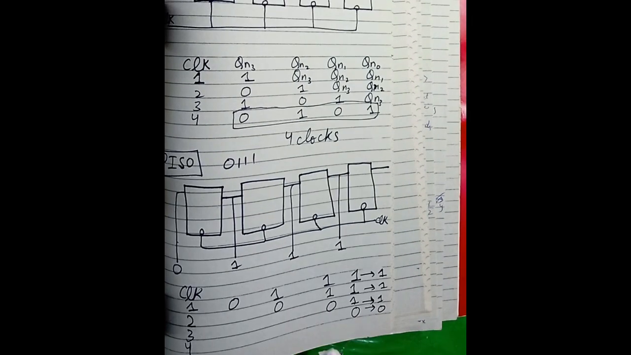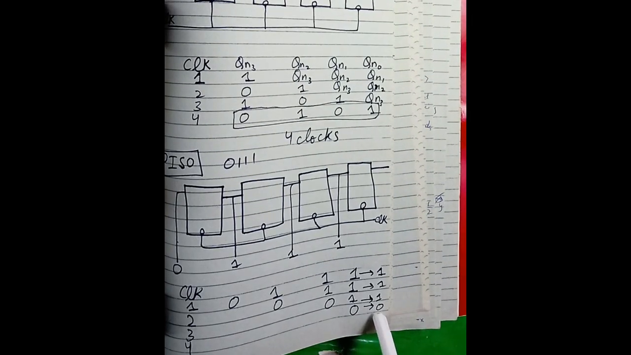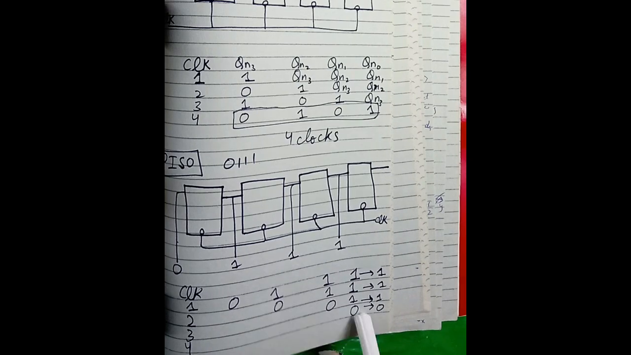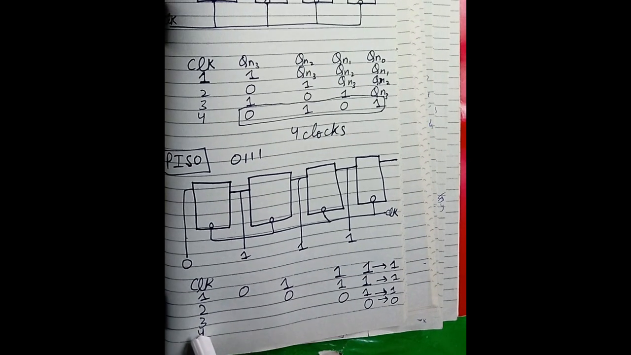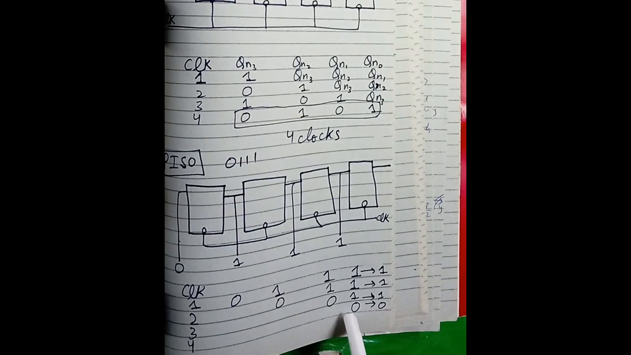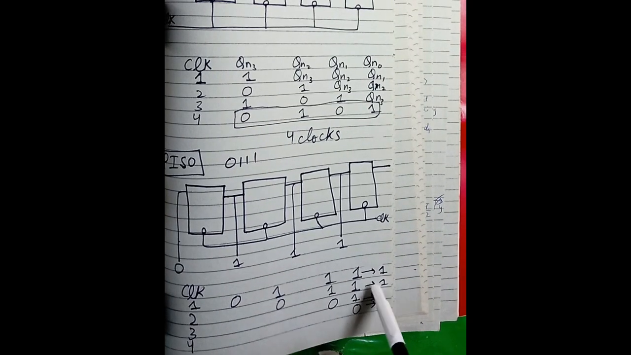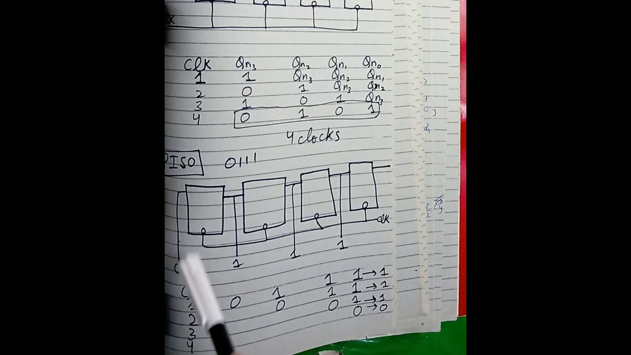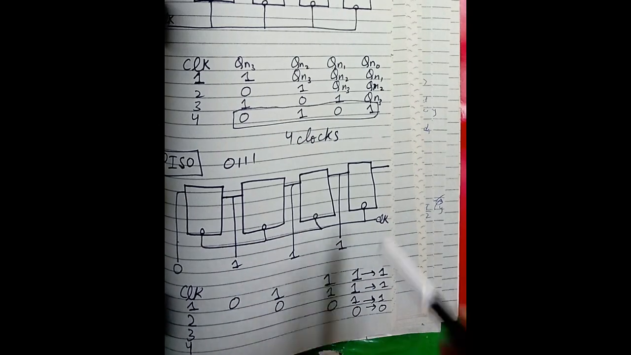Now we have this 0 at the output. So this is our final answer. On the 4 clocks, we are getting our answer, that is 0, 1, 1, 1. This is our parallel input serial output register.